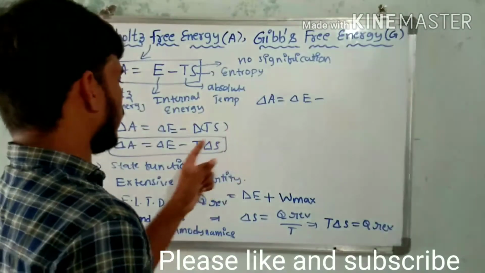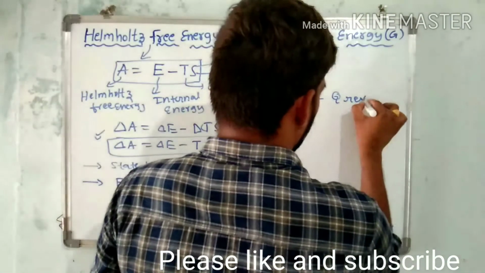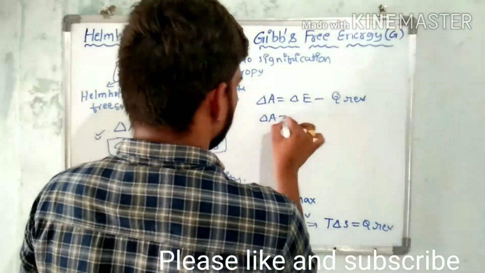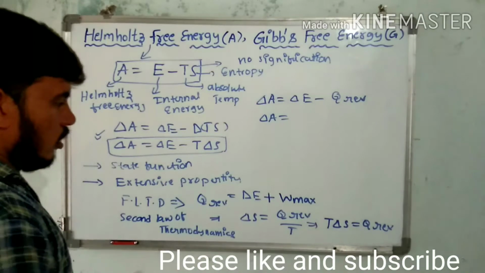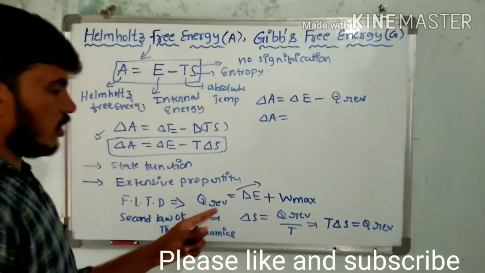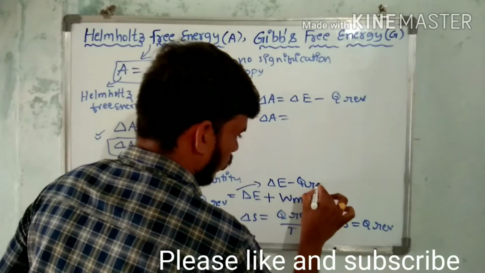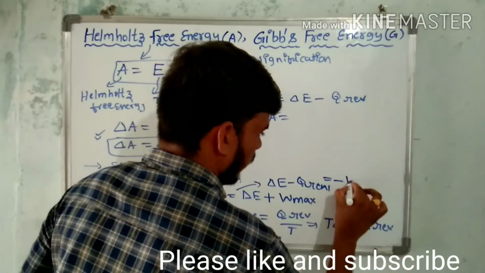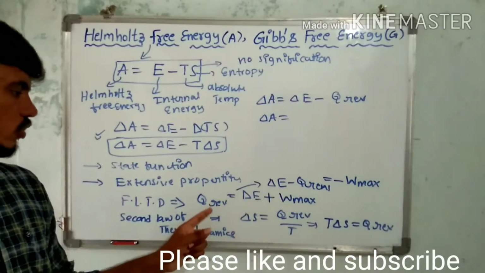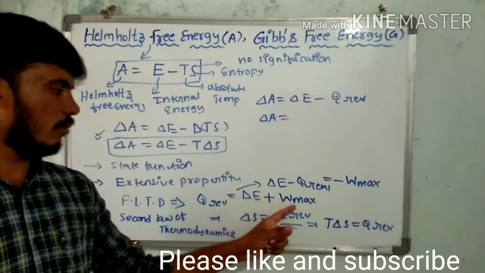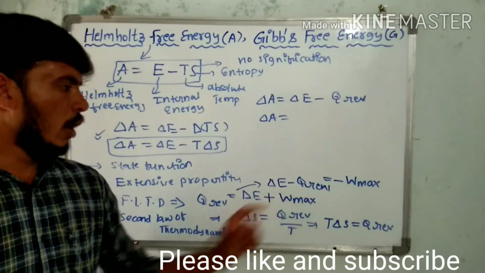Now what happened? Delta H is equal to Q, T delta S is equal to Q reversible. Now delta A is equal to delta E minus Q reversible. In this expression, what happened there? Delta E minus Q reversible is equal to minus W maximum. In the first law of thermodynamics, Q reversible is equal to delta E plus W maximum. Now delta E minus Q reversible is equal to minus W maximum.